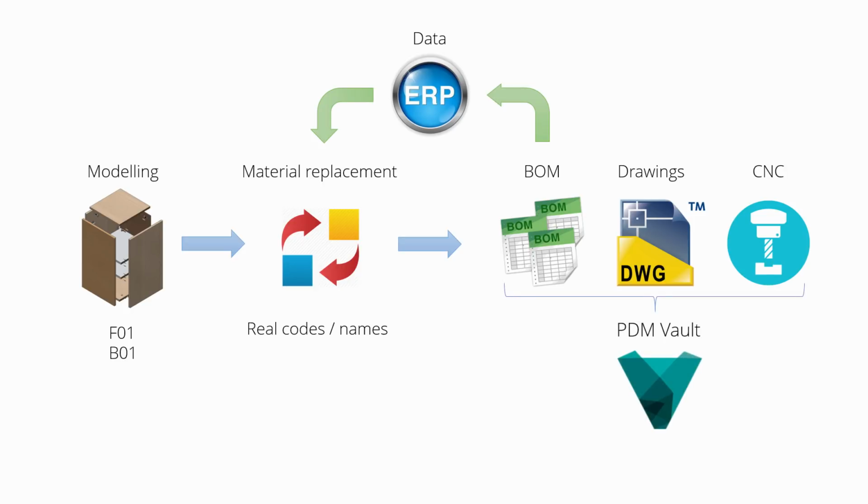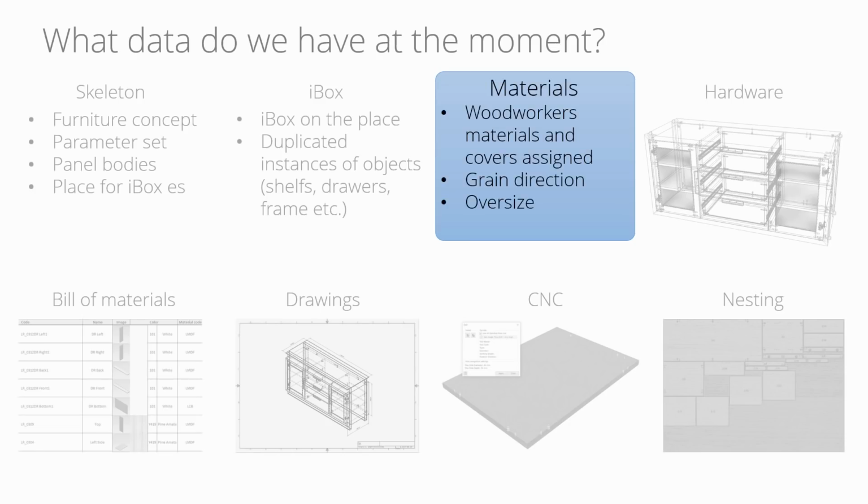Moreover, all this data can be sent to the PDM system, which in this case would be an Autodesk Vault. But we will speak about the Vault a few words a bit later. So now, what do we have so far? We have set materials, the woodworker materials, which have the main core material, some covers. We set the grain direction, and we also can set an oversize for the materials.